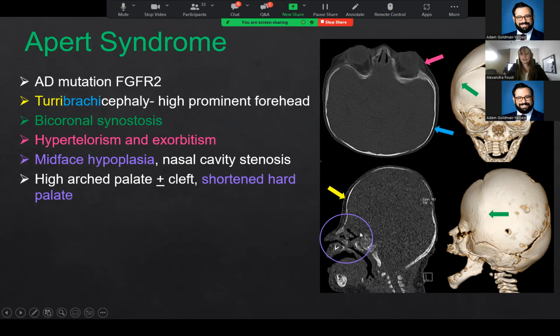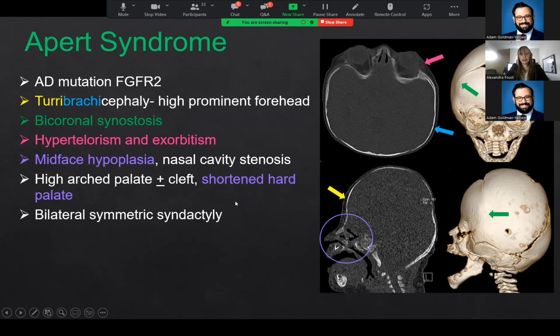The midface tends to be small, so you'll see midface hypoplasia, and kind of going together with that, the nasal cavity will also be small, and you can have nasal cavity stenosis. You can have a shortened hard palate, and you can have a cleft plus or minus with that. And you might see it be high arching as well. I think this 3D really shows the sort of mid-face underdevelopment nicely compared to the mandible there.